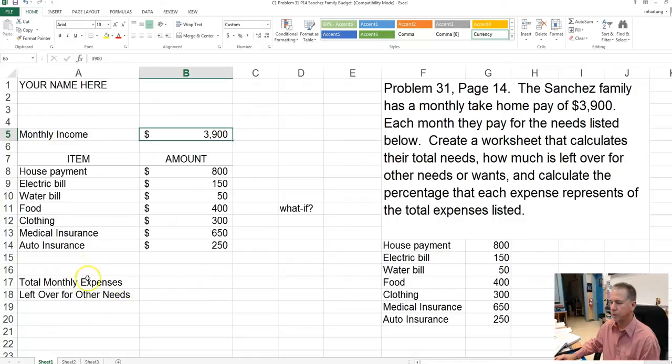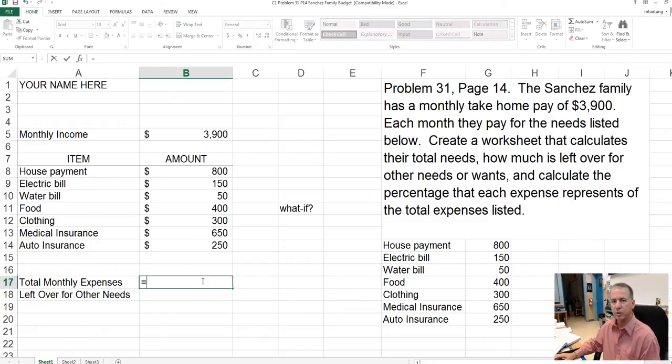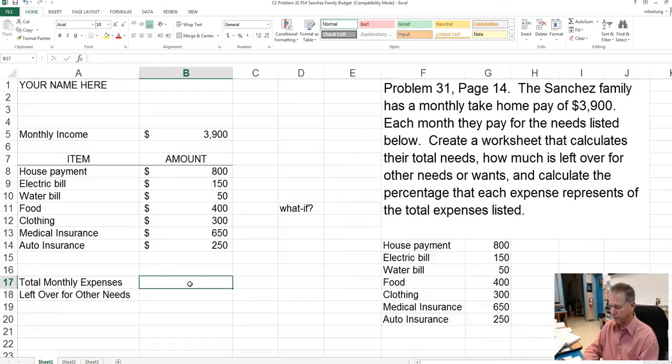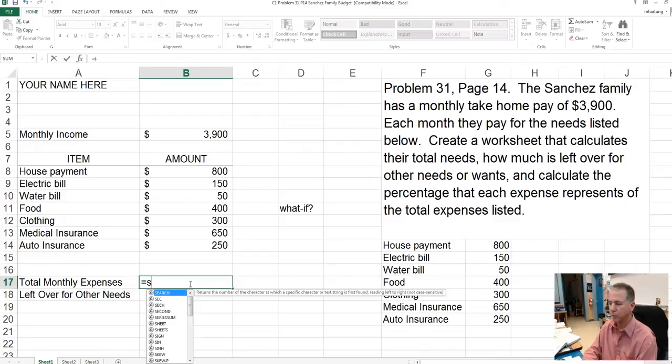Next step, let's calculate our total monthly expenses. So using Excel, we learned previously that we could click on each one of these, always starting with that equal sign, and then click the plus, click on the next one, plus, click on the next one, and that would work fine. But it's a little bit time consuming when we have a list like this, so we're going to use a quicker method, and we're going to use one of the functions, and the function is SUM, S-U-M, the answer to an addition problem.